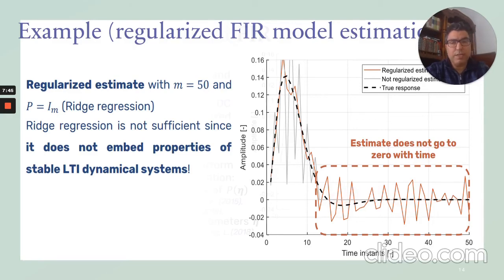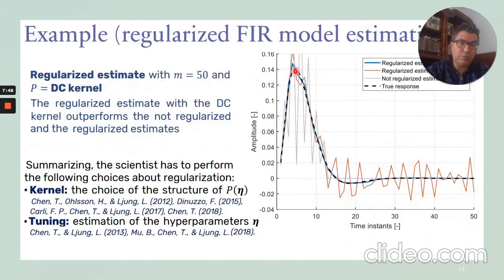So the last curve here, in blue, we can see is doing a good job estimating the impulse response. It came from the DC kernel matrix, with a model order of 50, and we can see it's doing a better job. So the point here is there are two things: we have to choose the right kernel, and we also have to tune those hyperparameters by maximum likelihood estimation.